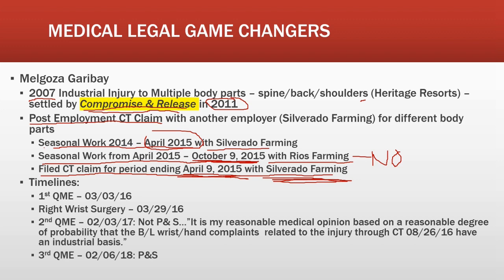Okay, so here are some of the important timelines of the case. She had her first qualified medical evaluation on 3/3/16. So the claim was filed at some point after the conclusion of seasonal work with Rios Farming. So this qualified medical evaluation was for the purpose of determining AOE-COE and for the purpose of determining if and indeed an industrial cumulative trauma injury did exist and did occur with Silverado Farming.